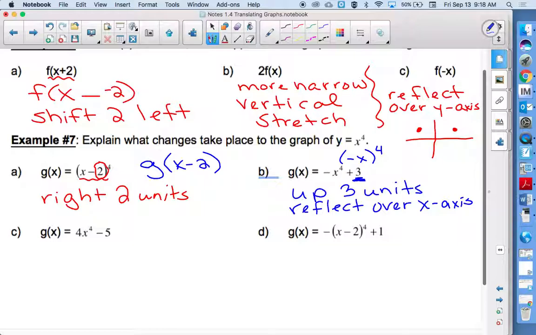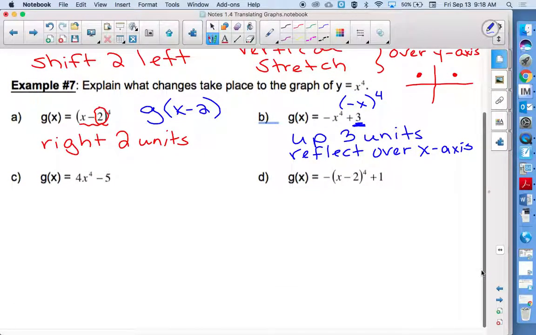Letter C, we have 4x to the 4th minus 5. Carrie, what's going on there? It's steeper, so it's a vertical stretch. Yep, so steeper because of the 4. So vertical stretch, and then it goes down 5. Good.